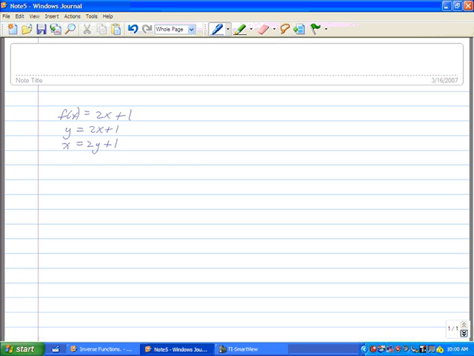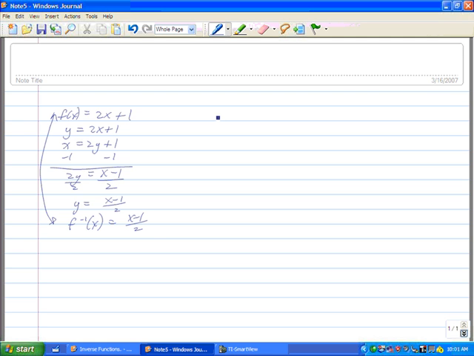So the x's and y's have traded places. Now I solve for the new y. Subtract 1. I get that 2y equals x minus 1. Divide by 2. Divide by 2. And y would equal x minus 1 over 2, which means that from this original f, our f inverse of x is x minus 1 over 2. It's the y you solve for when the x and y trade places.